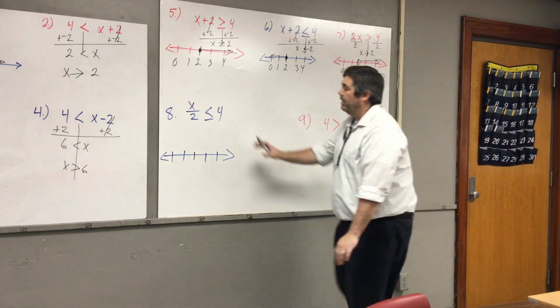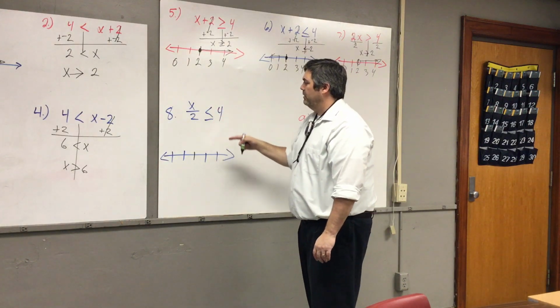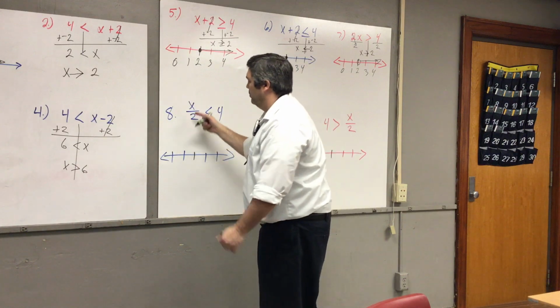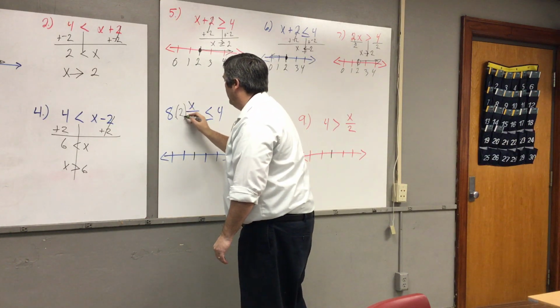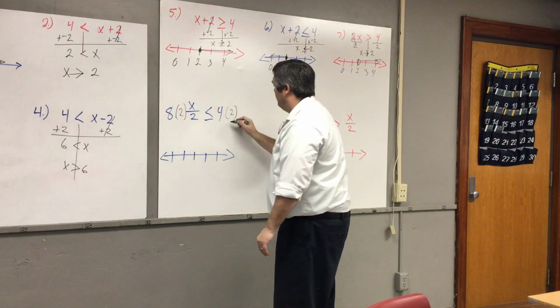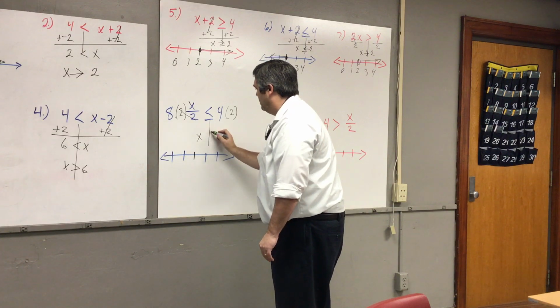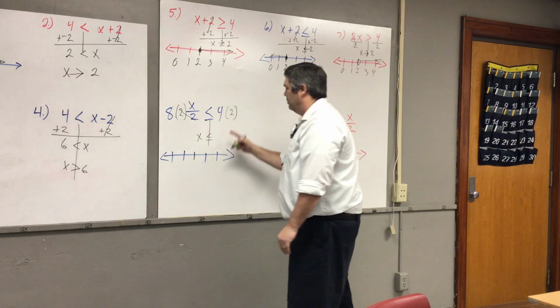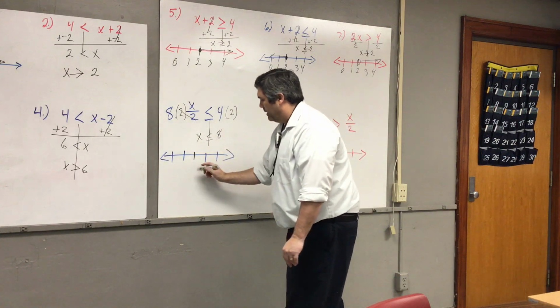Division. X divided by 2, less than or equal to 4. In order to undo division, you multiply. Multiply by that bottom number. Do that on both sides. This cancels out, and you get x less than or equal to 8. Bring that down.